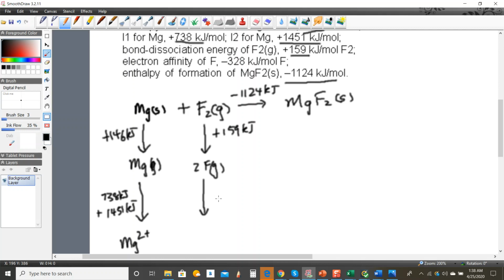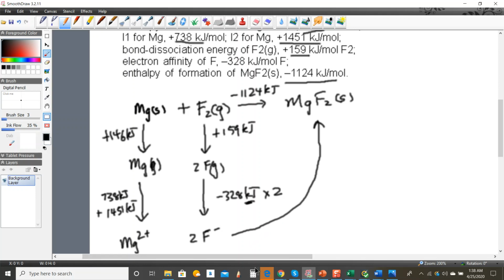And now for the 2 fluorine atoms, to get the 2 electrons that have been lost by the magnesium, you're going to need the electron affinity, which for one fluorine is minus 328 kilojoules per mole, or just kilojoules. But we have to multiply that by 2 because there are 2 fluorine atoms, to get the 2 fluoride ions. And then to get from here to here, we need what is known as the lattice energy, which is what the question is asking for.